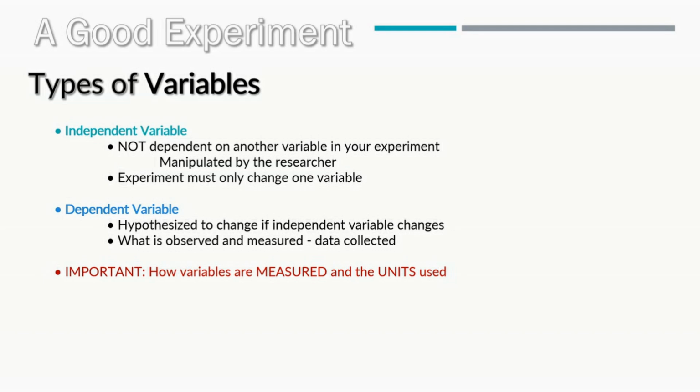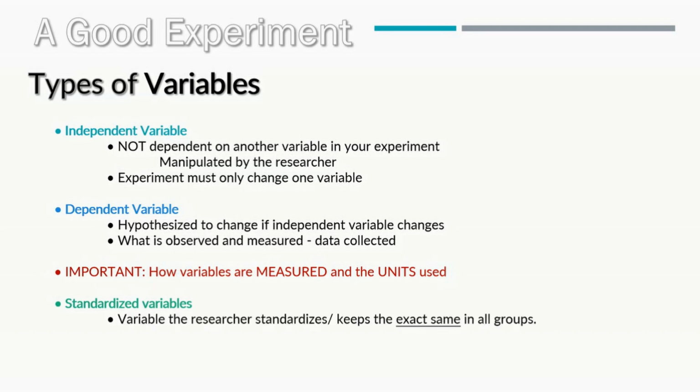And now finally, last but not least, are standardized variables. These poor guys often get overlooked, but they are so important, just as important as a dependent or independent variable, because without standardized variables, your experiment might not elicit proper results. Standardized variables are the variables that researchers standardize or keep the exact same in all of their groups, right? So making sure that we are controlling for certain things so that way we're only testing the relationship between the independent and dependent variables. The reason why standardized variables are so important is because they help avoid confounding variables.